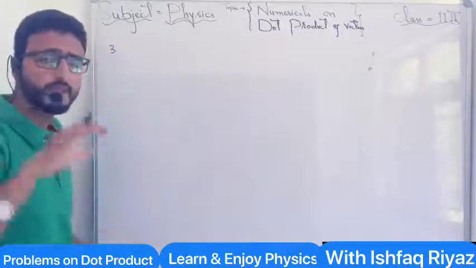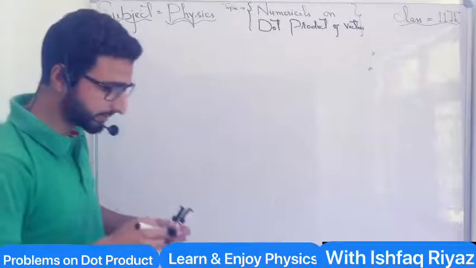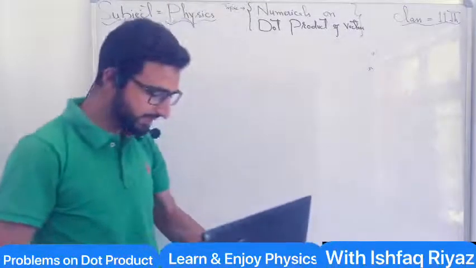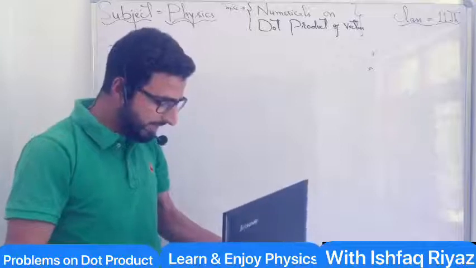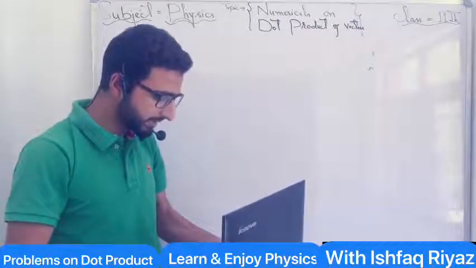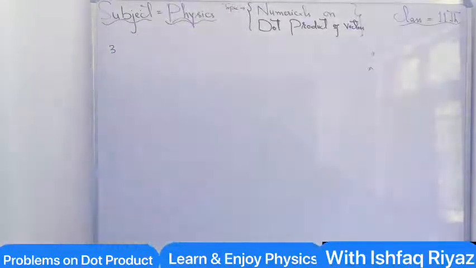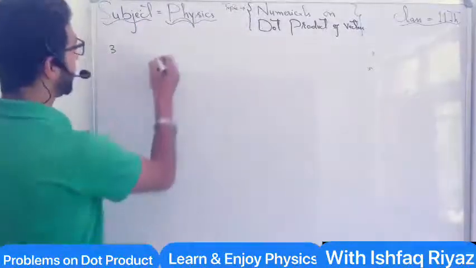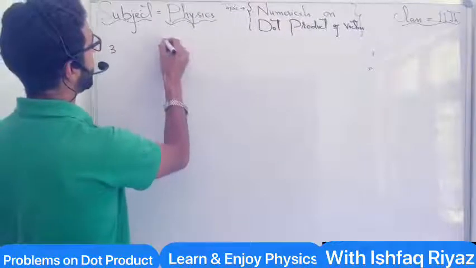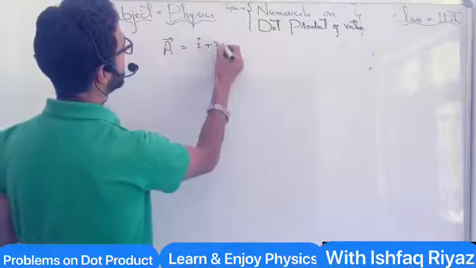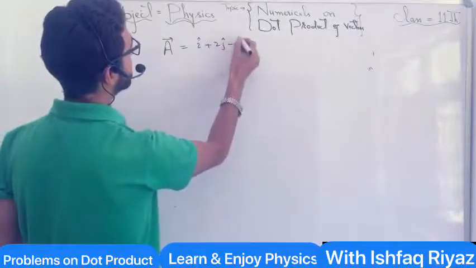Now let me calculate the angle between two vectors. So let me read one more question from your text. Find the angle between the two vectors where the vectors given are, this is vector A, that is i plus 2j minus k. Let me write the vector A here. This is vector A, it is given by i plus 2j minus k, right?